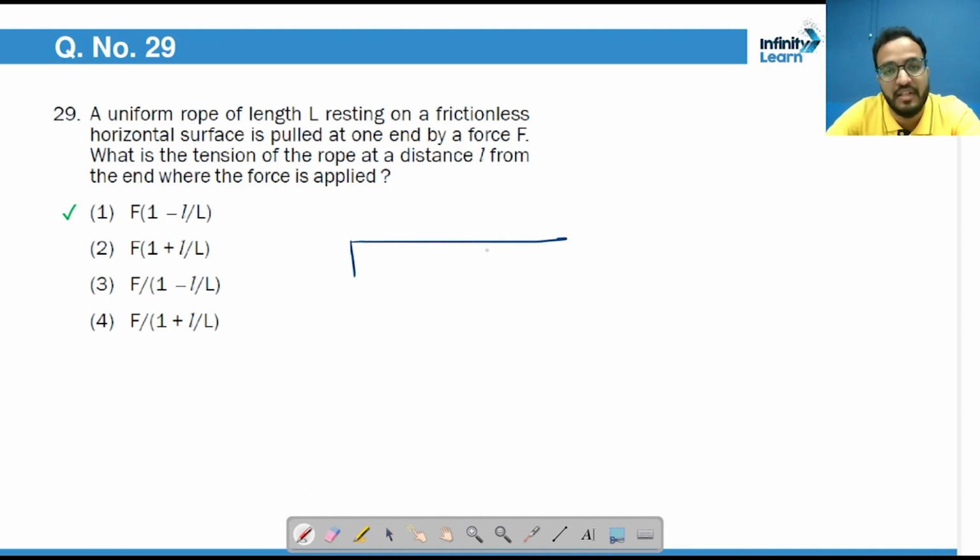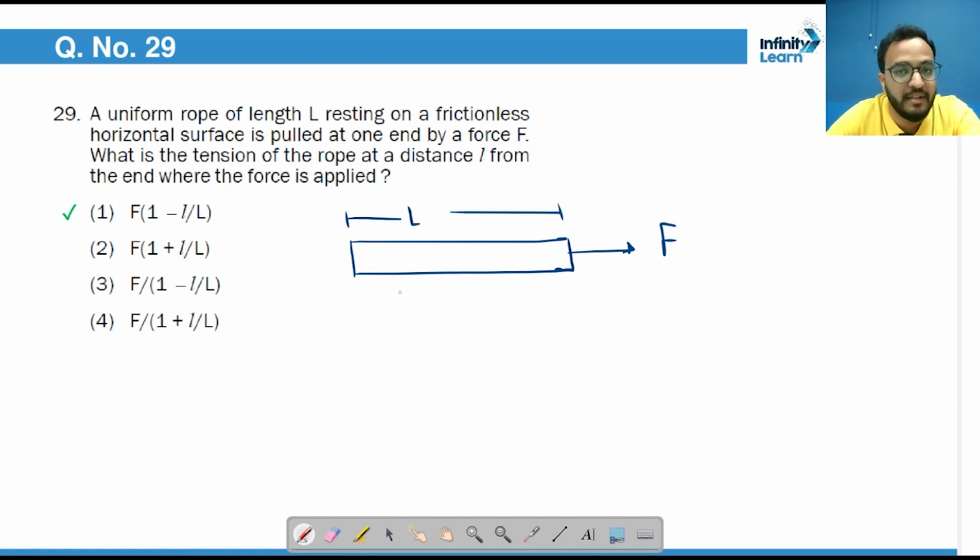Now this is interesting. Suppose they have given a rope and they are saying that this rope is being pulled with a force F. Let's say the overall length of the rope is capital L, and what is the tension of the rope at a distance small l from the end where the force is being applied? So what is this length? It is capital L minus small l.